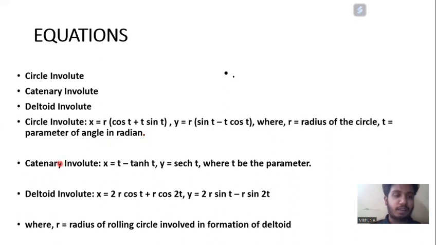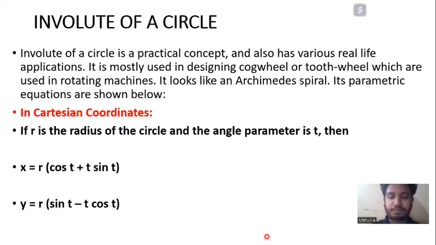And we have the catenary involute, where x is equal to t minus tanh t, and y is equal to sech t, where t is the parameter. Deltoid involute: x is equal to 2r cos t plus r cos 2t, and y is equal to 2r sin t minus r sin 2t, where r is the radius of the rolling circle involved in the formation of the deltoid.